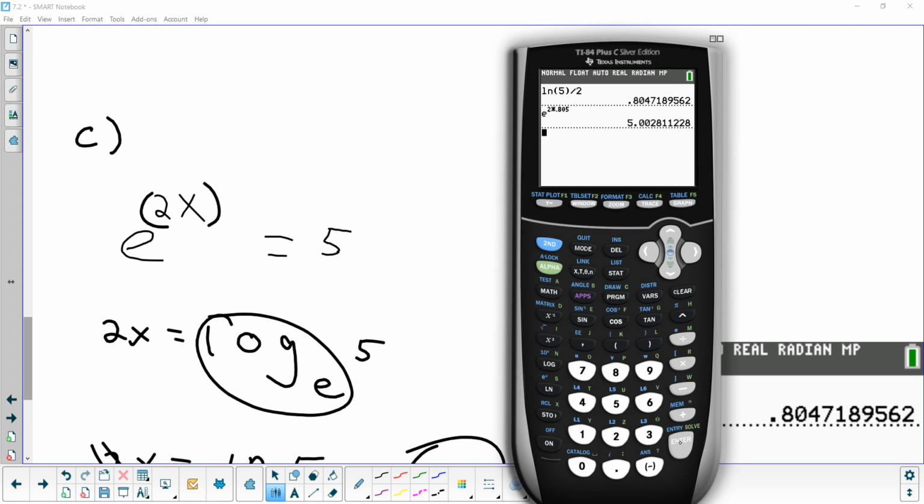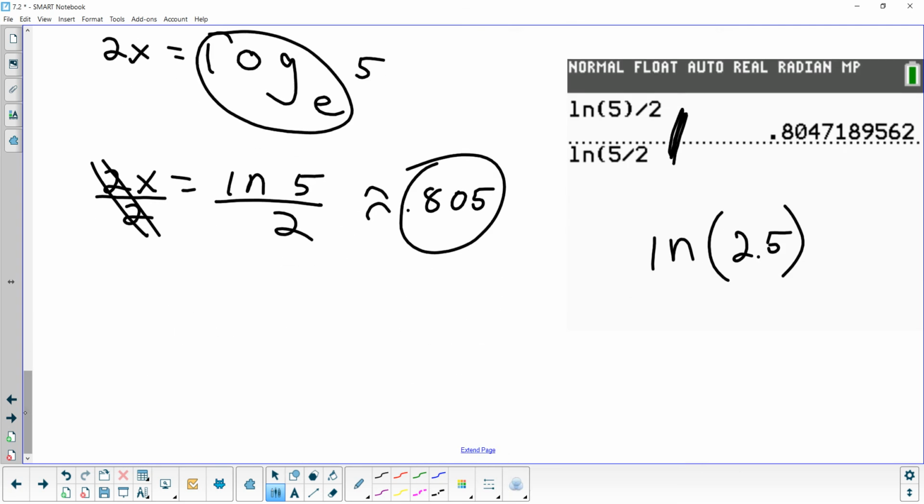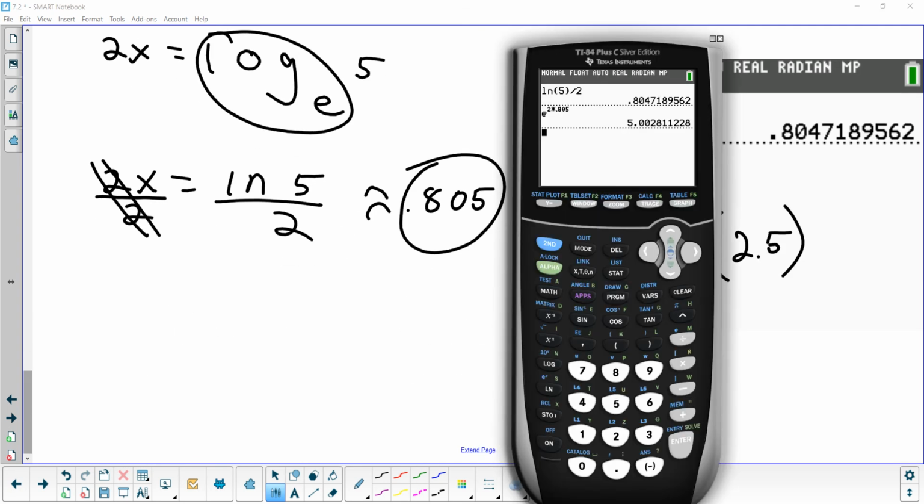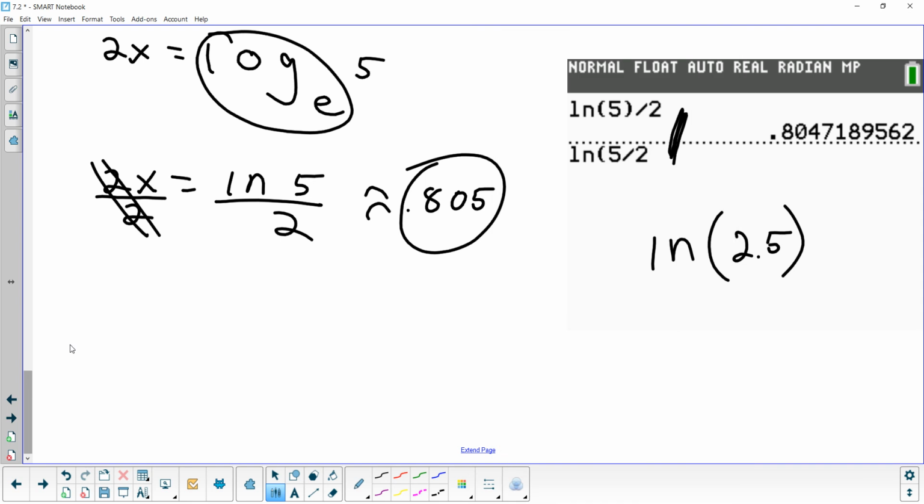I got close to 5. Yep. E is an irrational number, so it can't be exact. Remember, the answer here wasn't 0.805. It's 0.8047189562, and it just keeps going. It's because we rounded off the answer. But when I plugged it in, it did check out, and it worked. Okay. Great. Any questions on that?